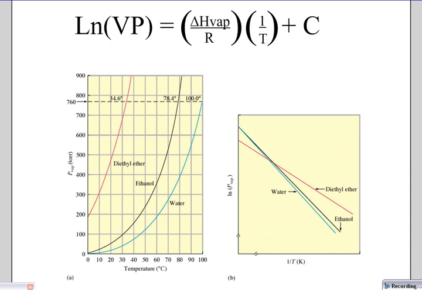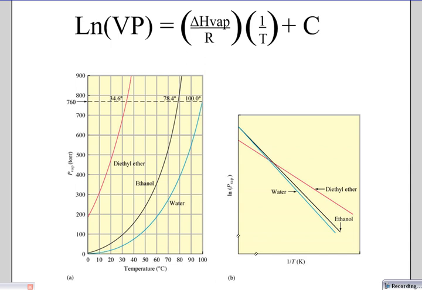Where vapor pressure is Vp, delta H vaporization is obviously the heat of vaporization. R is the universal gas constant, but since it's all about energy in this unit, we'll be talking about 8.31 joules per mole Kelvin. And lastly, next is T. T is in Kelvin, just to cancel out the R value. And C is a constant characteristic of the liquid.